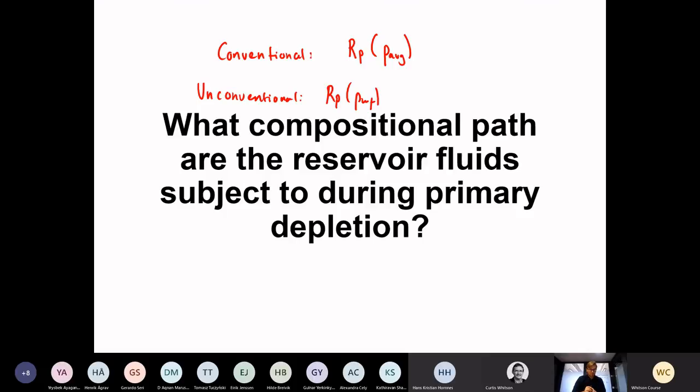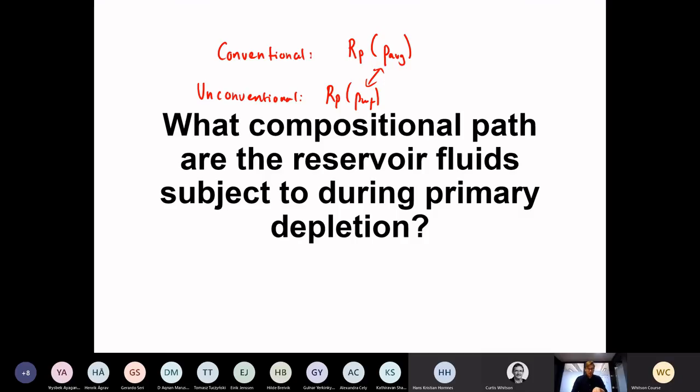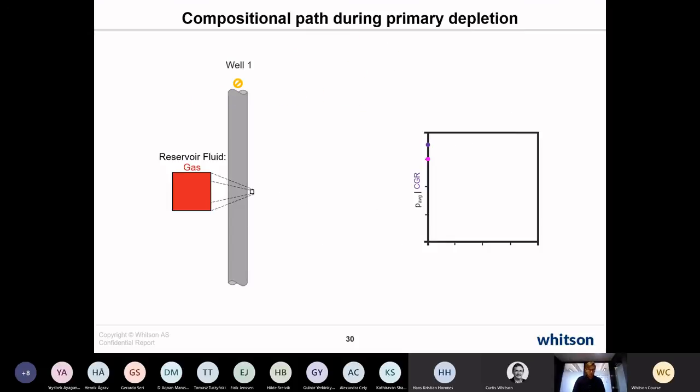So it's a difference there. And we're going to talk about conventional reservoirs right here. But for simplicity, if you're talking about a shale reservoir, you just change bottom hole pressure with average pressure. So we're going to answer what is the compositional path that these reservoir fluids are subject to during primary depletion.